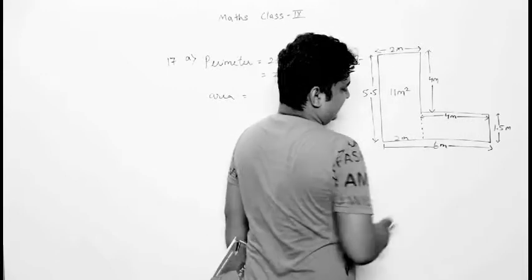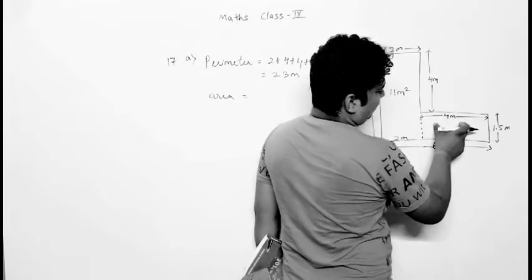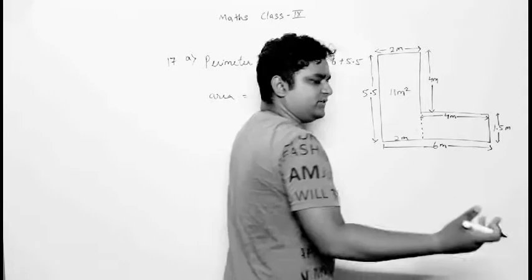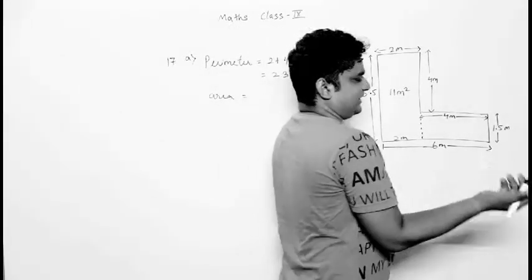Now coming to this rectangle, here this is 4 meter and this is 1.5. So length is 4 meter, breadth is 1.5. Just like that we will calculate.